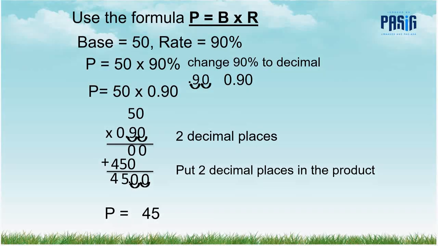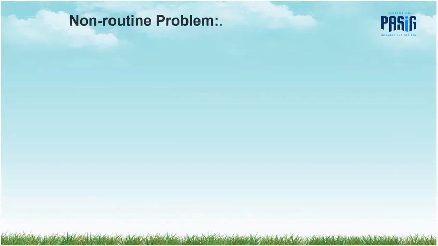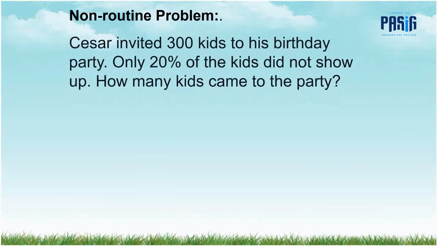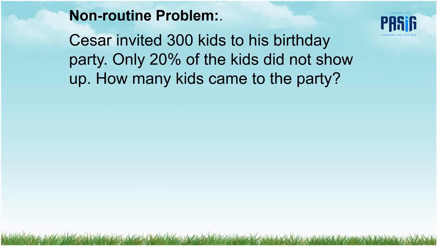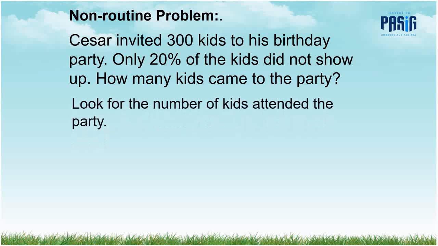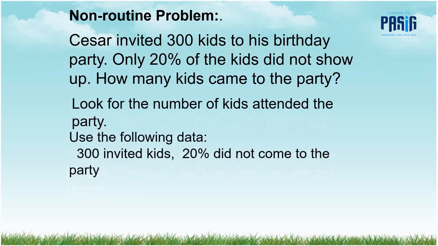Let us come now to non-routine problem. Example, read and analyze. Cesar invited 300 kids to his birthday party. Only 20% of the kids did not show up. How many kids came to the party? What are you going to look for in the problem? Look for the number of kids attended the party. Use the following data. 300 invited kids, 20% did not come to the party.